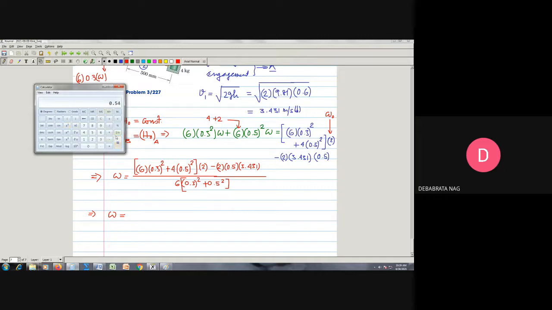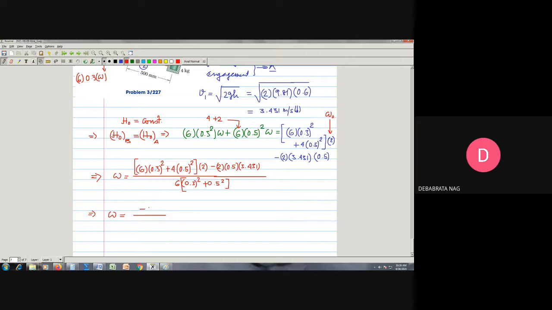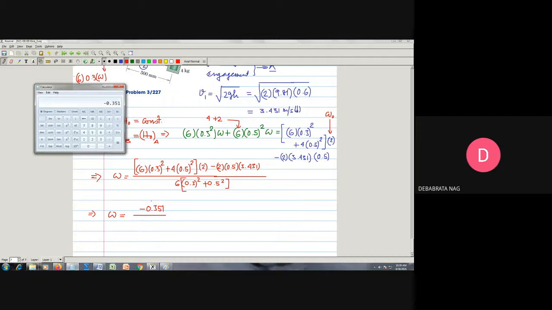That turns out to be this plus 4 into 0.5 square. So it is like this. So this into 2, this into 2, 3.08, and then it is minus 3.431. So you see already we have a negative sign on the top. That means this is going to be minus 0.351. So we say that it is minus 0.351, right? So this is minus 0.351, and of course this is 0.3 square.